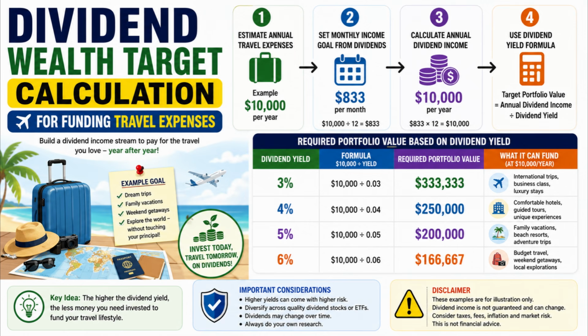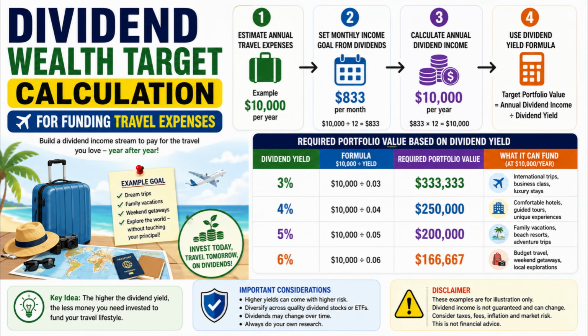First, estimate your annual travel expenses. In this example, the travel budget is $10,000 per year. This amount can represent flights, hotels, tours, food, transportation, and other travel-related costs. Once you know the yearly travel cost, it becomes easier to calculate the monthly income needed from dividends.